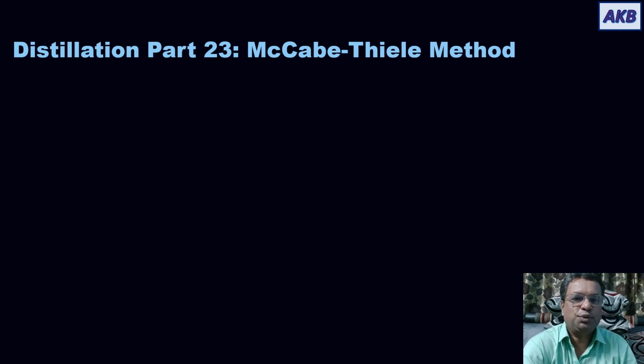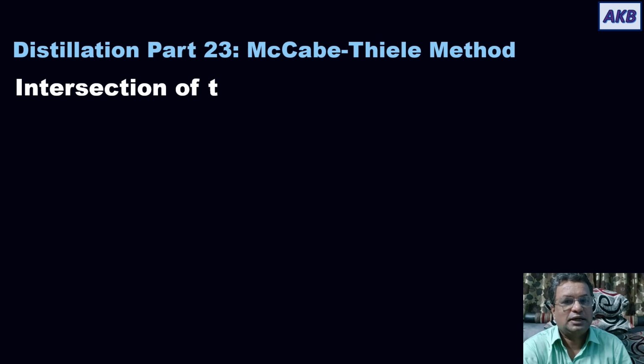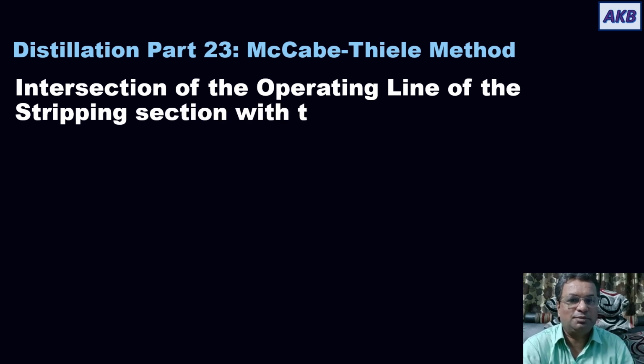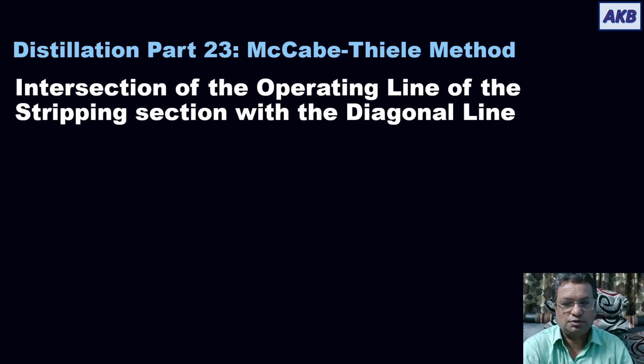In my previous video, I discussed the operating line for the stripping section in a typical tray column. There I discussed what the equation for the operating line of the stripping section is, and what the effect of the simplifying assumptions made in the McCabe method is on that equation.